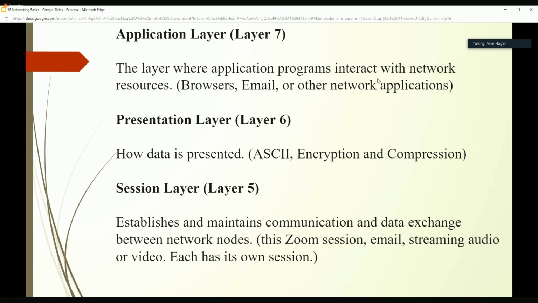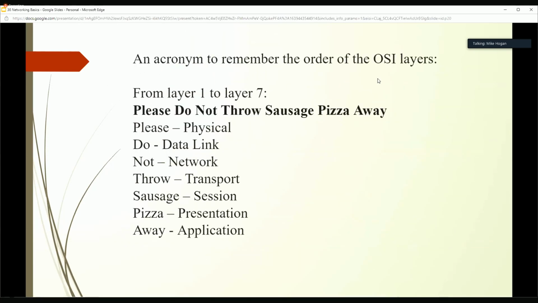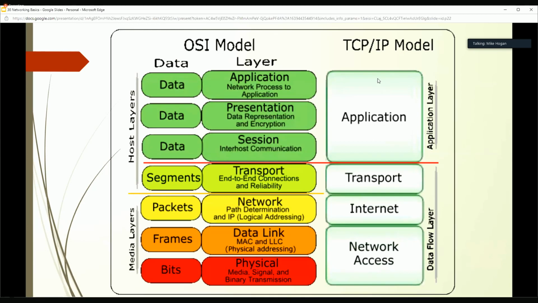I'm going to jump ahead a couple slides, and then we're going to come back to this slide just so you can get a picture first. Okay, so here's what we're going to talk about. We're going to go through these layers. This is the OSI model on the left. This is the TCP/IP model on the right. We'll talk about it in a little bit, but we're going to focus on this OSI model. And we're going to start with this top layer, and work our way down to the physical layer.